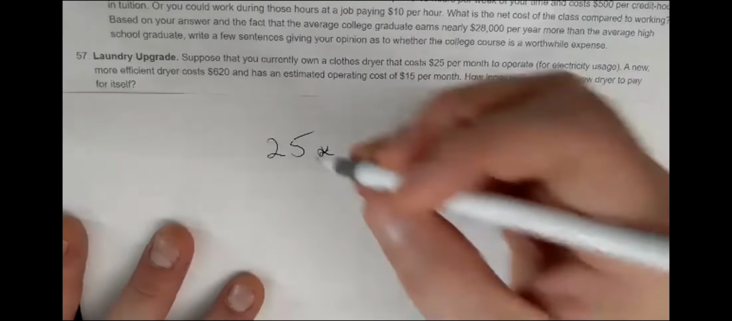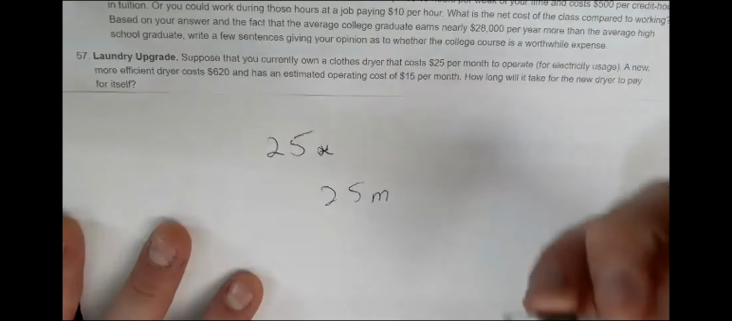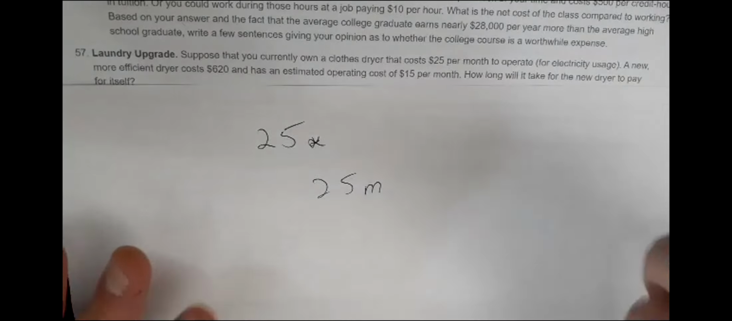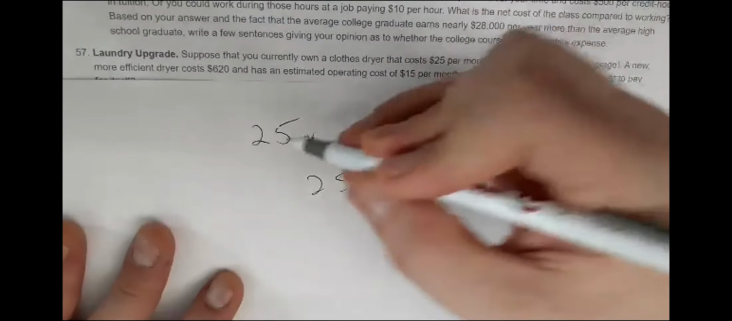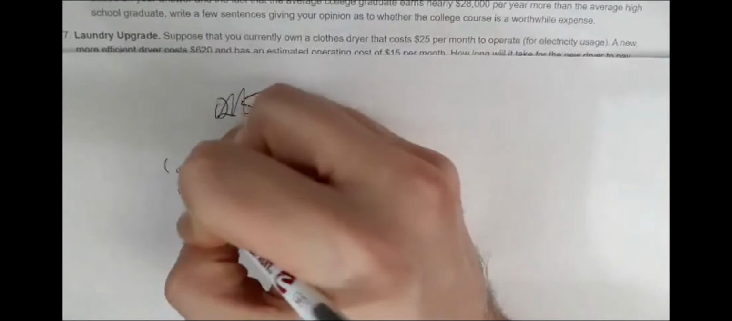There's a few ways you can do it, but the way I would do it, if it's a thing you don't know and you want to know it, let that be your X or your variable M. M is the number of months. So if we want to know how much this costs, it's going to look like 25M, right? And this is the cost of the old.